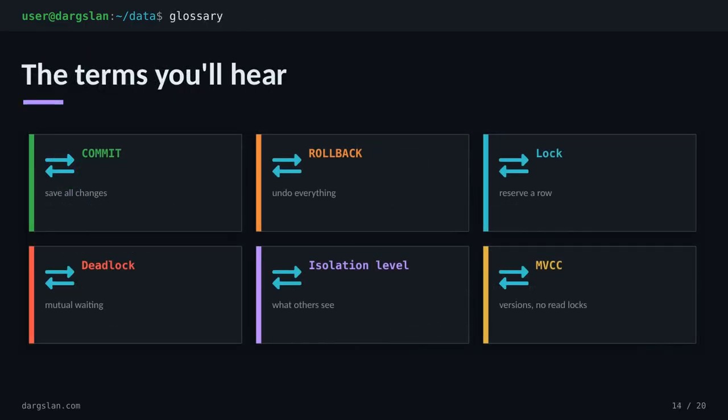Before we go deeper, let's lock in the vocabulary you'll keep hearing. Commit saves all your changes. Rollback undoes them. And a lock is how a transaction reserves a row so nobody else can touch it. A deadlock is 2 transactions stuck waiting on each other. The isolation level controls what other sessions are allowed to see mid-flight, and MVCC is the trick of keeping multiple row versions so readers never have to block writers.